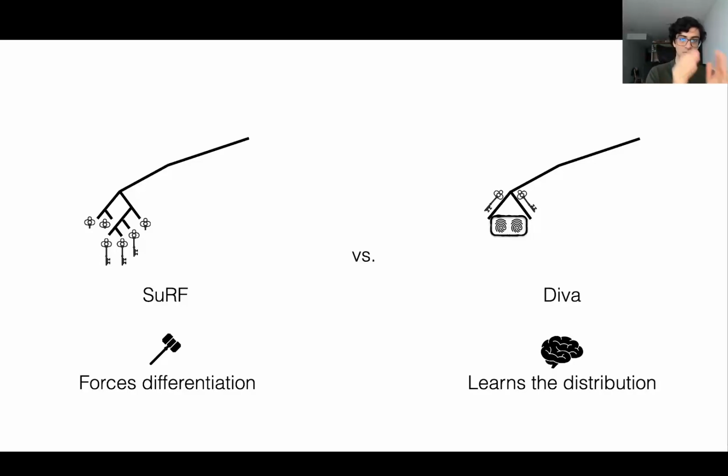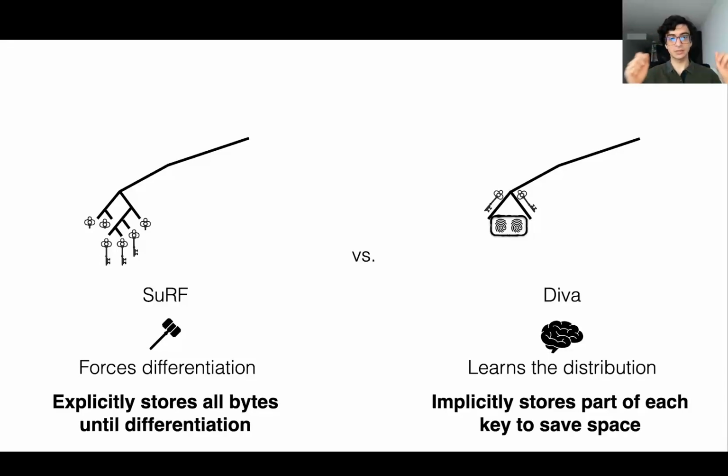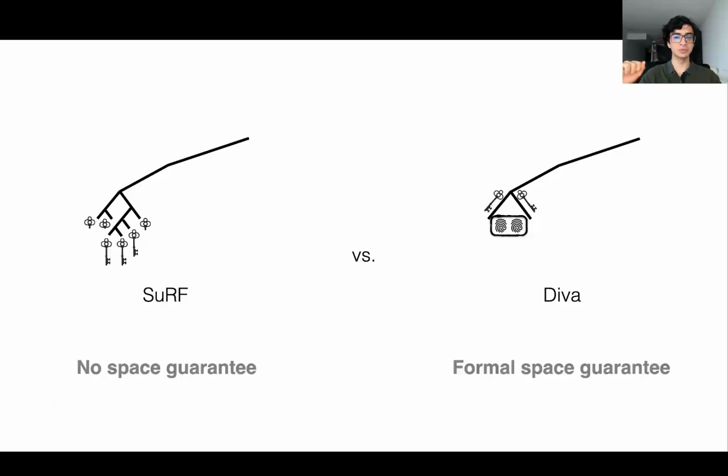Specifically, if we look at what happens within an infix store versus what happens for the corresponding keys in a Surf instance, what we see is that Diva is able to implicitly store parts of each key to save space. This is what was happening within the infix store. We were splitting each infix into an address and a fingerprint, and we were storing the addresses implicitly, so we weren't really paying anything for the addresses at all. This is in contrast to Surf, which has to explicitly store all of the bytes until it differentiates all of the keys. So it consumes more space in that regard, and it doesn't actually guarantee any sort of space guarantee to us, whereas Diva is able to provide a formal space bound.